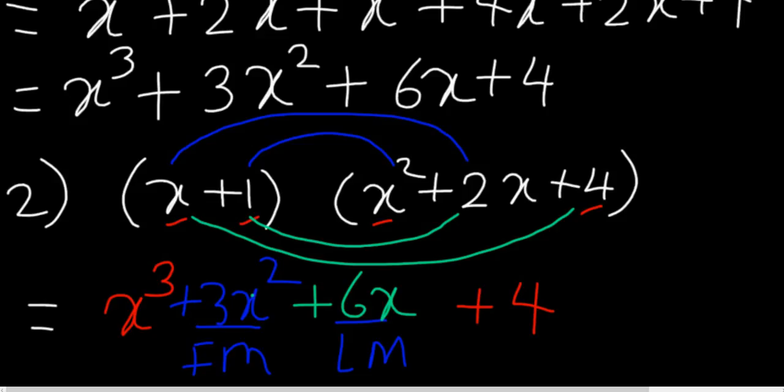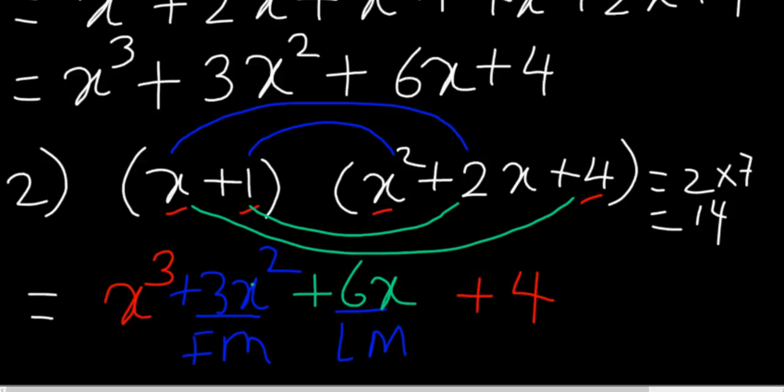Now let's see if our work is correct. We are going to substitute 1 over here. So 1 plus 1 is 2, times 1 plus 2 plus 4. So it's 7, which gives 14. Right, and let's substitute 1 in the answer. So it's 1 plus 3 plus 6 plus 4, which is 6 plus 4 is 10, 10 plus 3 is 13, plus 1 is 14. So our answer is correct.